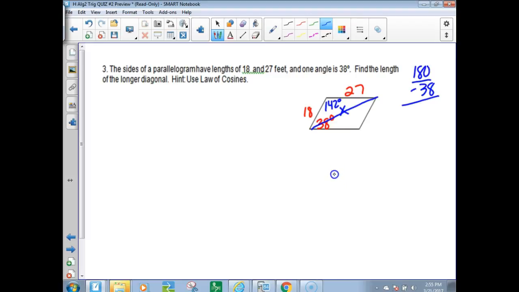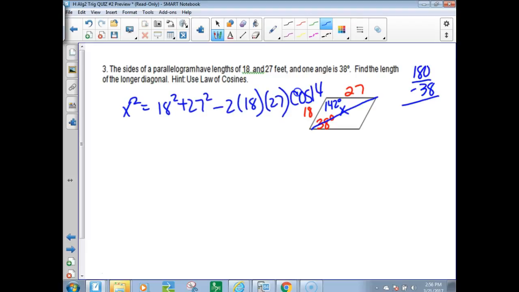All right. So now I need to use the law of cosines. So x squared is equal to adjacent sides 18 and 27 squared. Add those. Minus 2 times 18 times 27 times the cosine of 142. Okay, type that into your calculator. I'm sure you guys will know how to type that in.